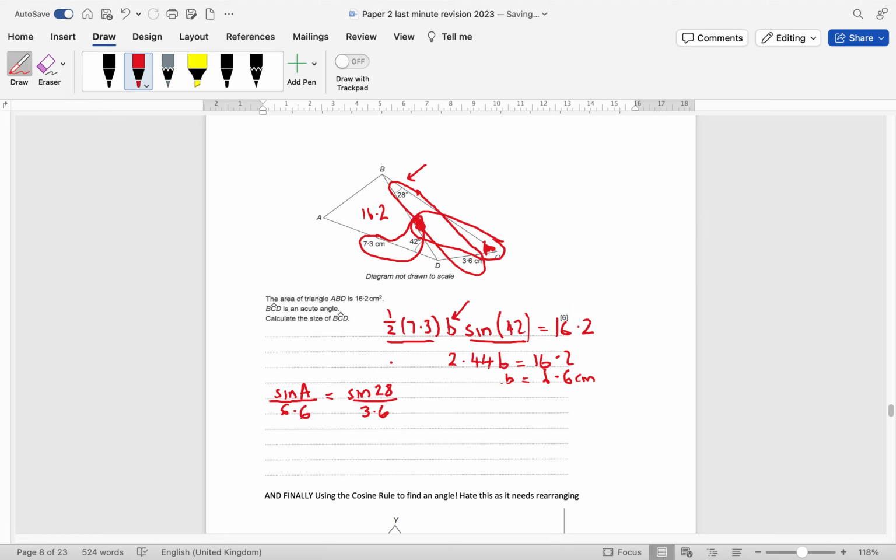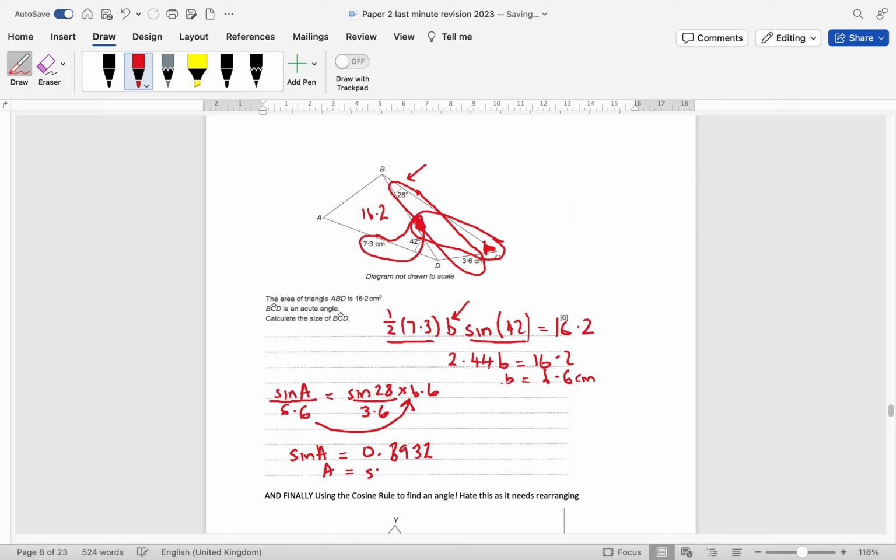If this was using the sine rule, incomplete pair to find a side, we put the sides on top. The opposite of divide by 6.6 is to times by 6.6. So I'm left with sine A equals, my apologies, sine 28 divided by 3.6 times 6.6. I've written times, I haven't written times. Sorry. Again, I get 0.8, and I'm not going to round this because it's not my final answer, so I'm going to give you quite a few decimal places here, maybe 3 or 4, okay? Right, that's what sine A is.